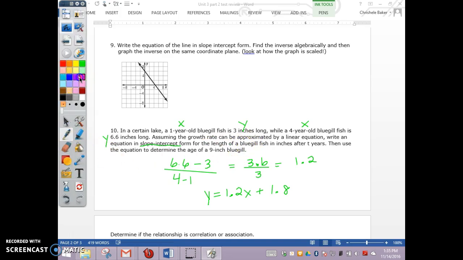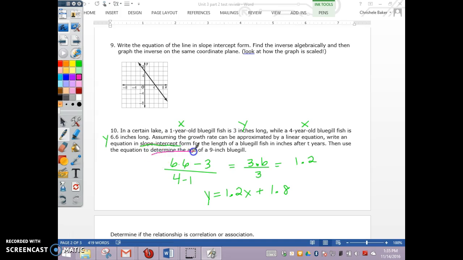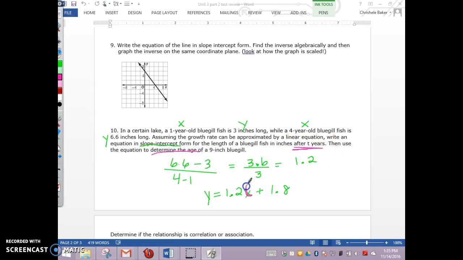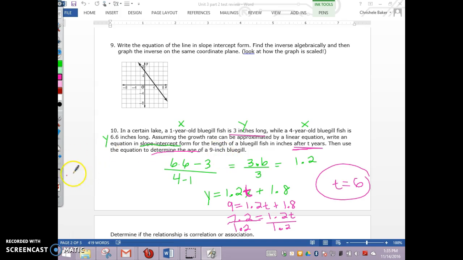Now to use that, it says determine the age. Oh, I forgot. It says t years, so I guess a t here instead. Determine the age. So I'm determining t if it is 9 inches. Inches are y. So I have 9 equals 1.2t plus 1.8. Subtract 1.8 from both sides. 7.2 equals 1.2t. Divide by 1.2. And I get that he's 6 years old. A 6-year-old little fishy, 9 inches long.